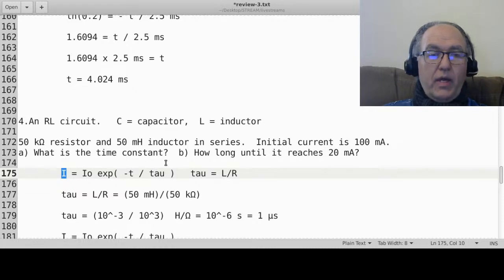And also with the inductor, you're talking about changes in current over time rather than changes in charge over time. Okay, with the RC circuit, you can talk about currents in that circuit, but we tend to talk in terms of the charge on the capacitor. Okay, so there you go.